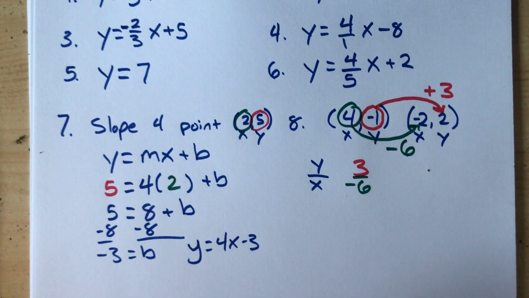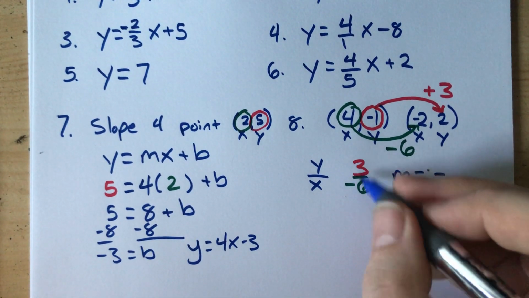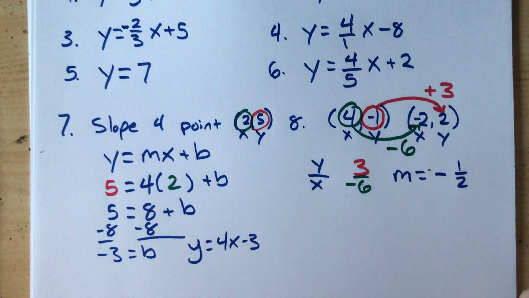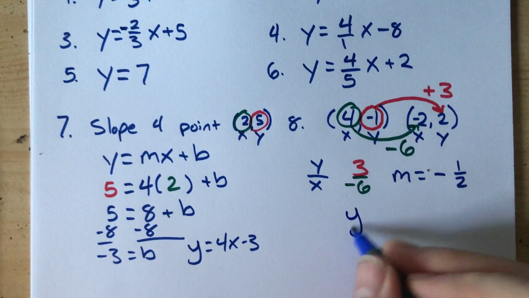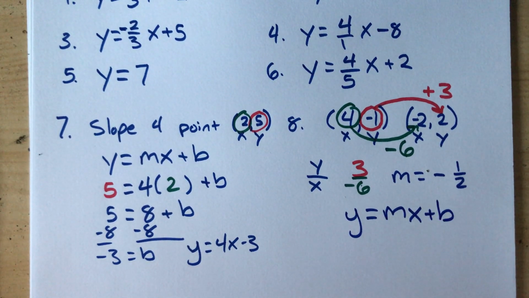Simplify. It's a negative fraction. 3 over 6 is the same as 1 over 2. Basically, I divided the top and bottom by 3. Now we plug in, like we did in problem 7, into mx plus b.